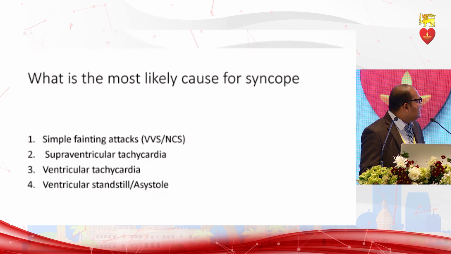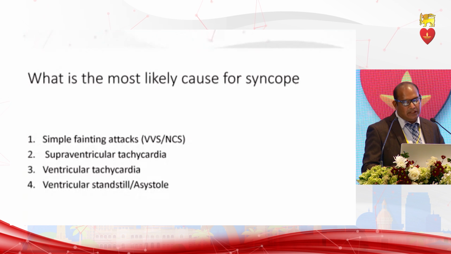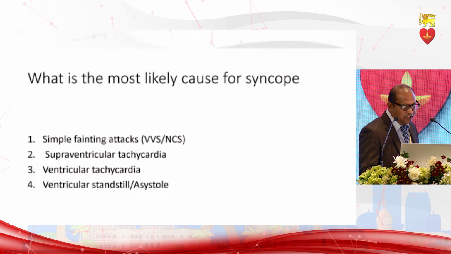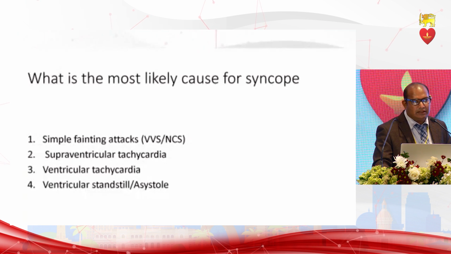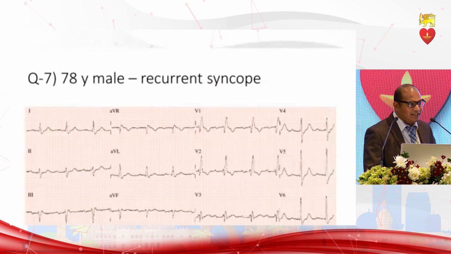So what is the most likely cause for syncope? Is it a simple fainting attack, a supraventricular tachycardia, ventricular tachycardia, or a ventricular standstill or asystole? The question is most likely cause for syncope. Is it a tachyarrhythmia or bradyarrhythmia, or is it a benign syncopal episode? The so-called benign.